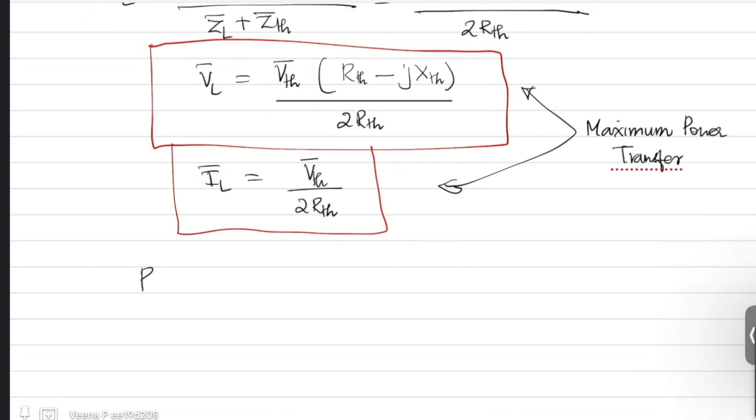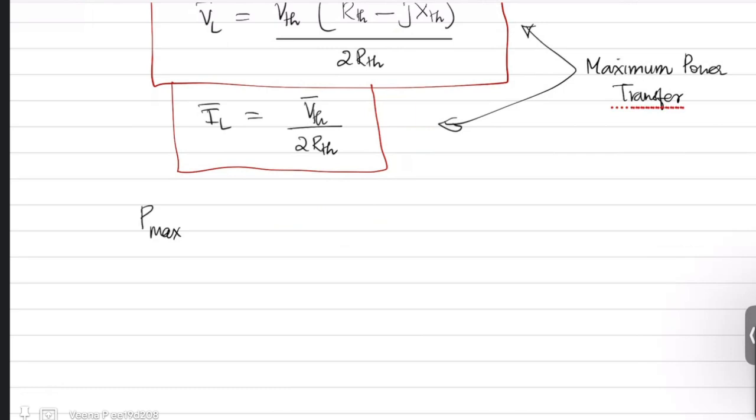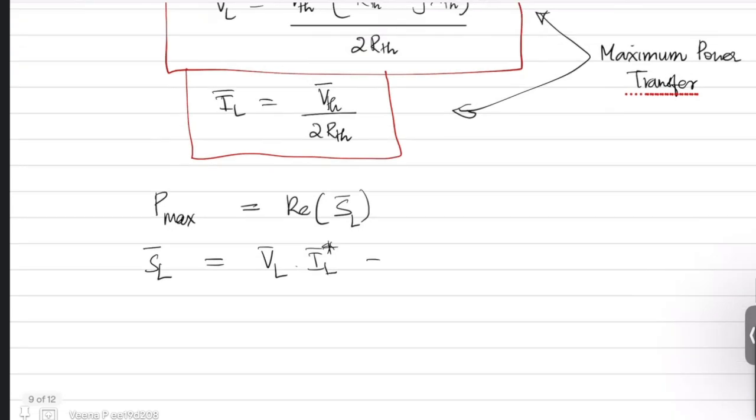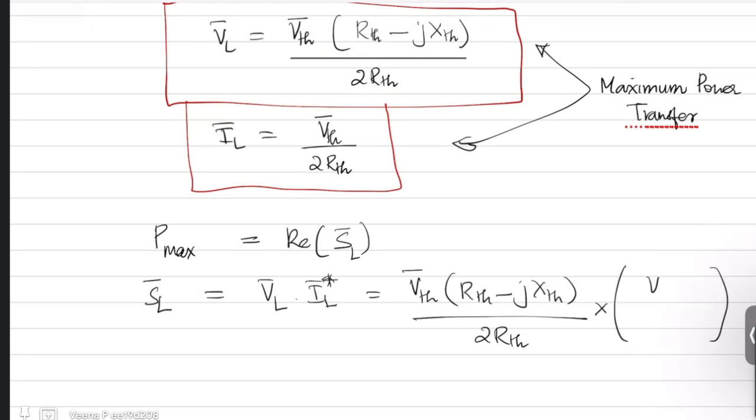That means at this condition, the power transferred to the load will be the maximum power that could be transferred to the load. It is given by the real part of your complex power. Now the complex power SL, which is the complex power absorbed by the load, is given by VL IL conjugate. Both are phasors. Now VL you obtained as V Thevenin times (R Thevenin minus jX Thevenin) divided by 2 R Thevenin, and your IL is V Thevenin by 2 times R Thevenin conjugate.